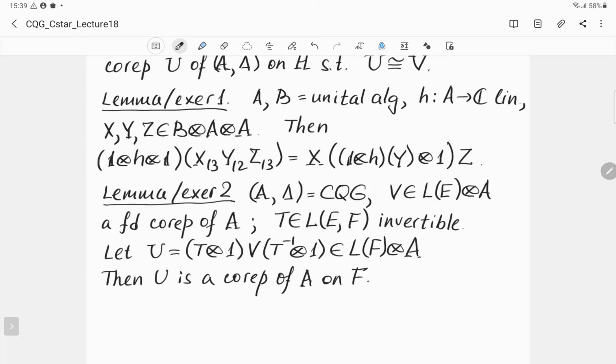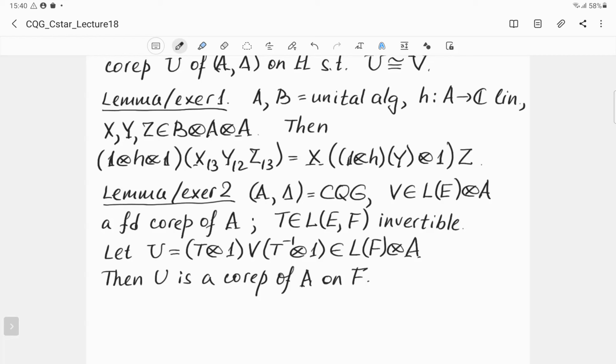Well, again, the proof is straightforward. So obviously this element is invertible because it is the product of three invertible operators. And after we do a little calculation, we see that U satisfies the same relation. So 1 tensor delta applied to U is the product U12, U13. So if V satisfies this condition, then U also satisfies the same condition.